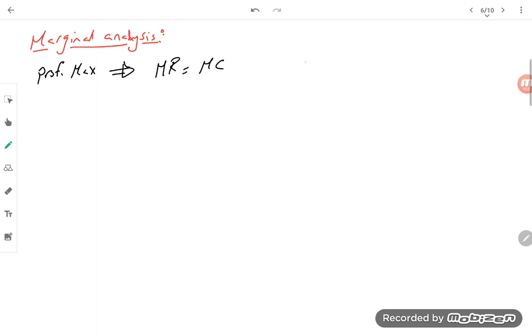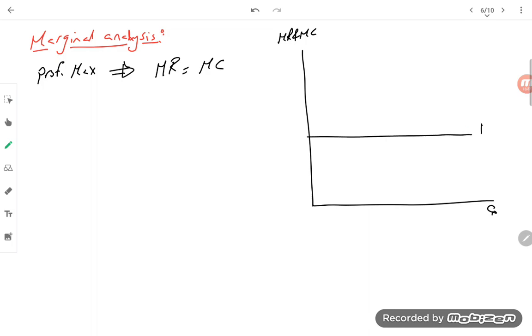So this can be illustrated graphically. This is quantity, marginals, marginal revenue and marginal cost. Marginal revenue, as we said, in case of perfect competition is constant. So this is marginal revenue. And this is the marginal cost curve. The point of intersection of marginal revenue and marginal cost is the profit maximizing point. So this is the quantity that should be produced in order to maximize profit.